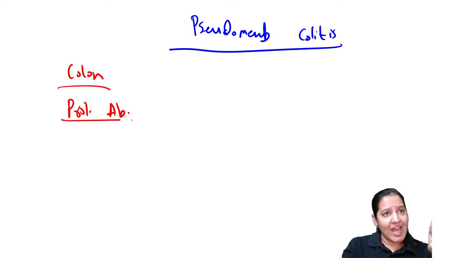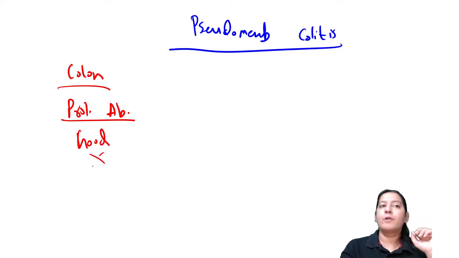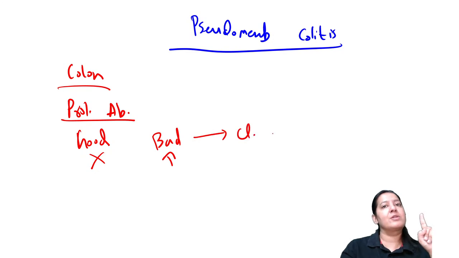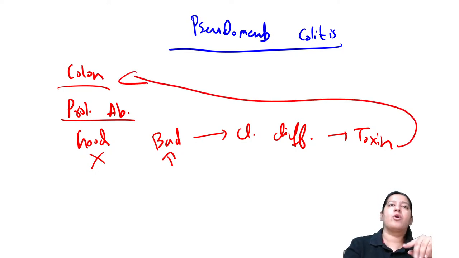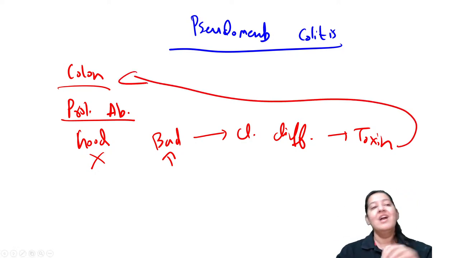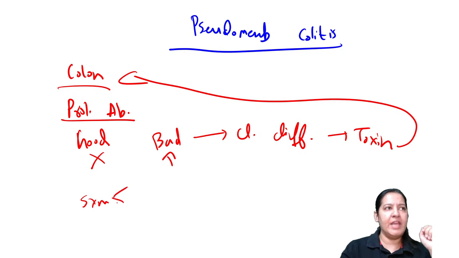This prolonged antibiotic therapy will kill the good bacteria, the commensals in the colon, so that the bad bacteria will be overgrown. One of the bad bacteria is Clostridium difficile. It will be overgrown and produce toxins A and B, and that will produce exudate in the colon, producing pseudomembranous colitis. What are the symptoms? You already know the symptoms.